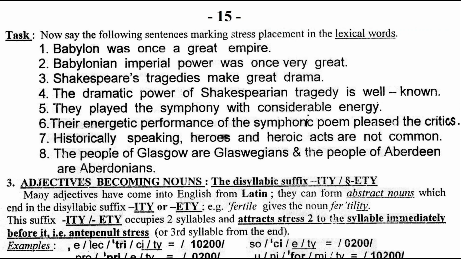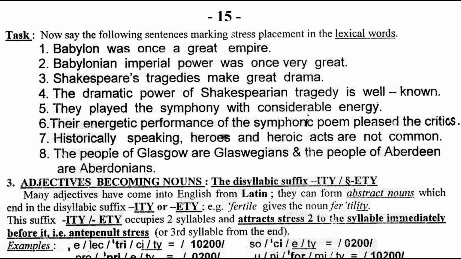So we leave was unstressed. The next word is once. Once is one syllable and it is an adverb, an adverb of frequency, so once is stressed. A is an article. We don't stress it. Great is an adjective, one syllable, we stress it. And empire is a noun, so it is stressed and we put the stress on the first syllable, em.